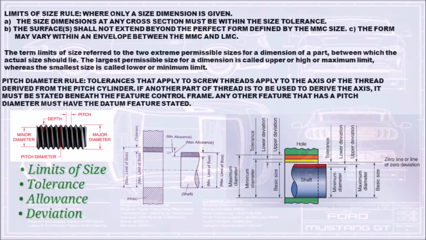Pitch diameter rule, tolerances that apply to screw threads apply to the axis of the thread derived from the pitch cylinder. If another part of thread is to be used to derive the axis, it must be stated beneath the feature control frame. Any other feature that has a pitch diameter must have the datum feature stated.